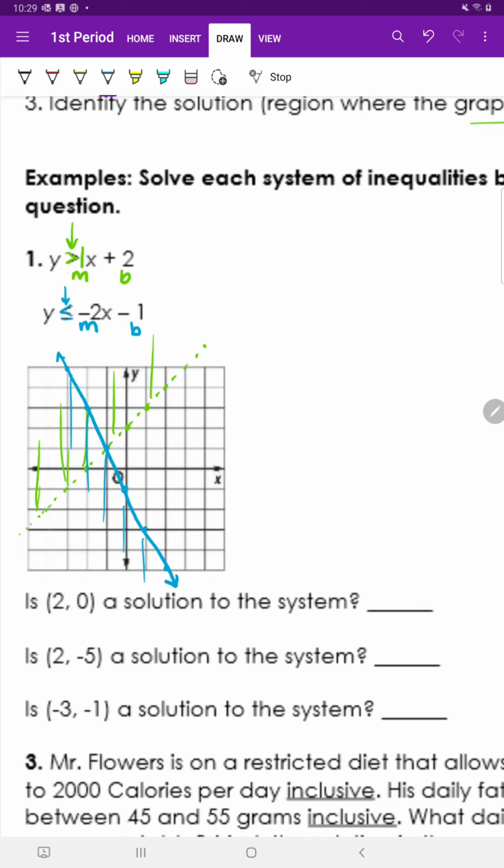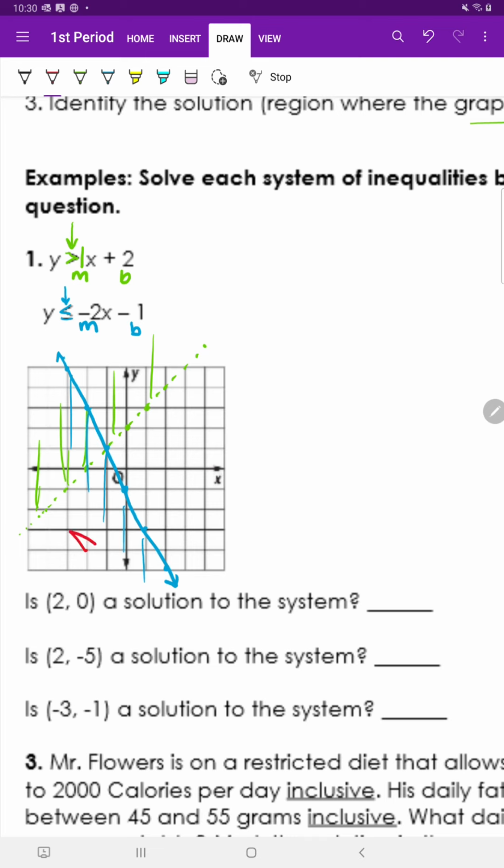Now our ultimate goal is to find the single region that satisfies both equations. So I'm going to use a different color here. Let's look at this region over here. This region that kind of goes in this direction, it would be all of this area. This region is not a solution to either equation. Notice we have no green or any blue marks in this region right here. So this is definitely not a region that's in our solution.